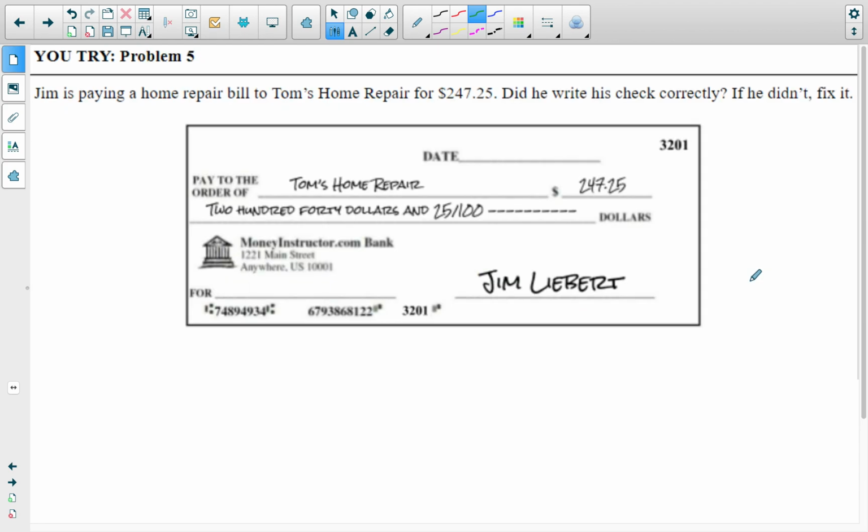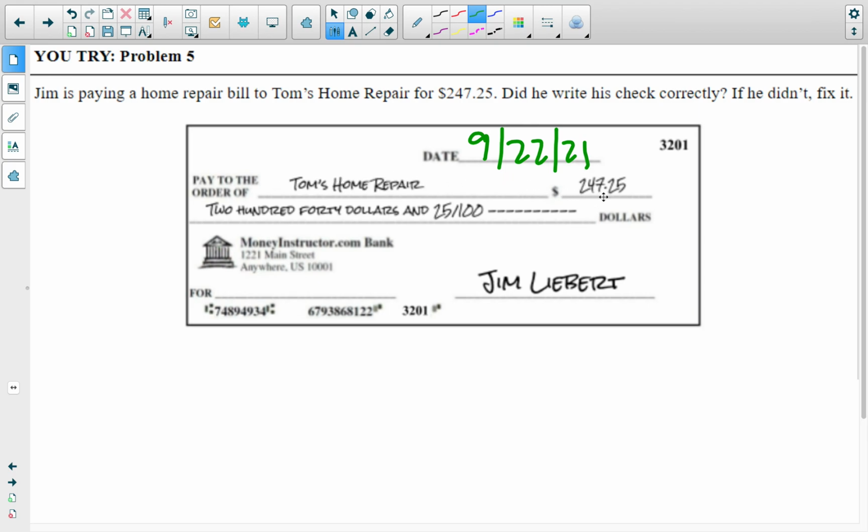Jim is paying a home repair bill to Tom's Home Repair for $247.25. Did he write his check correctly? If he didn't, fix it. So what is Jim missing? Jim is missing the date. Jim needs a date. Write the date in there. And then paying to Tom's Home Repair, that looks good.